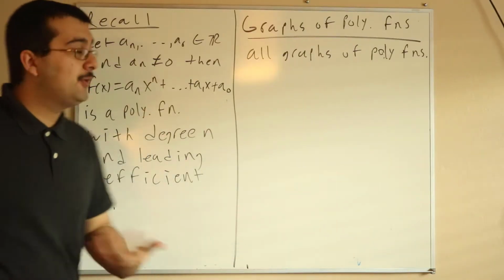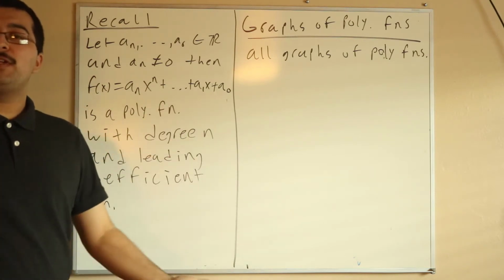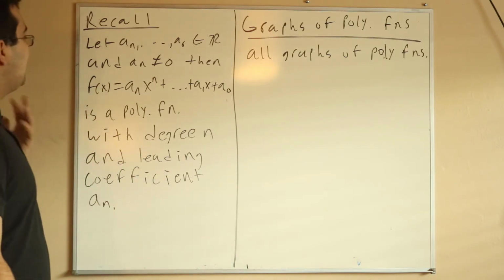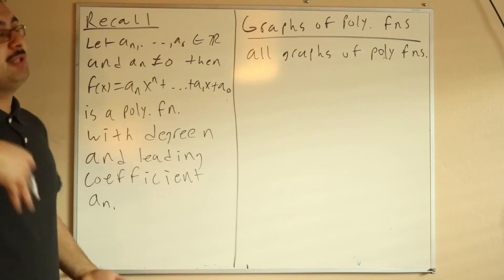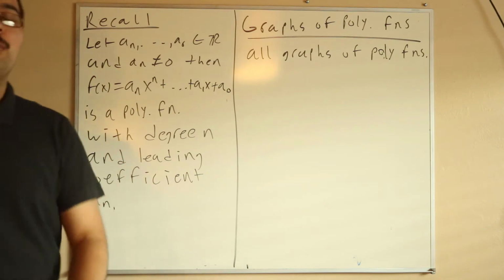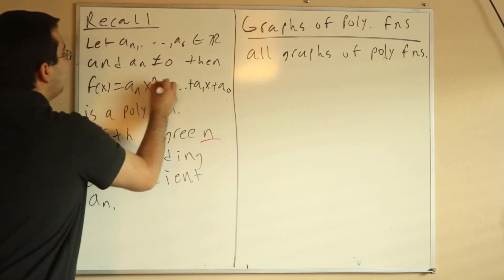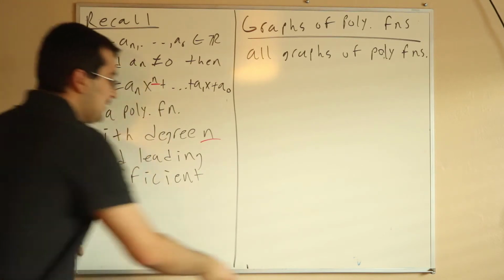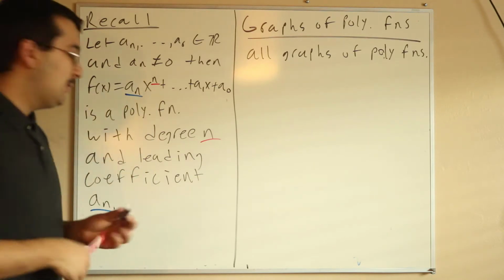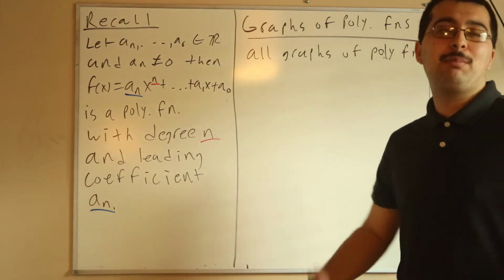Okay, so just to review, right? If we let a sub n all the way down to a sub 0 be real numbers, and we have the condition a sub n is non-zero, then we get to call the function f of x equals a sub n times x to the n plus blah blah blah plus a sub 1 times x plus a naught. We call this our generic polynomial function of degree n, right? And the degree is coming from the highest exponent and has leading coefficient a sub n, which is just the value being multiplied to the highest degree variable. So that's our polynomial function. That's what we mean by polynomial function.